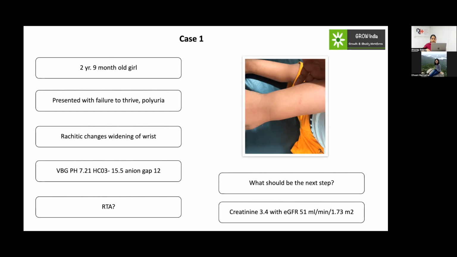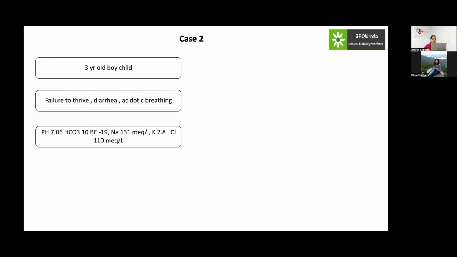Okay. So this was CKD and it was falsely diagnosed as RTA. Now coming to the second question, we have this 3-year-old boy who came to us with failure to thrive, diarrhea and acidotic breathing. When the blood gas was done, it was acidic in nature, and sodium was 131, potassium was low, and chloride was 110. So what should be the next step to be done in this case?